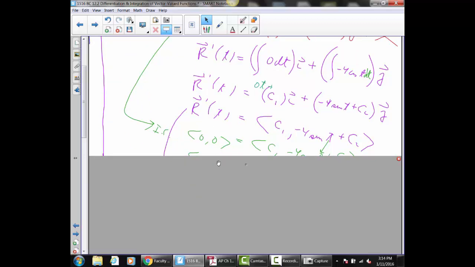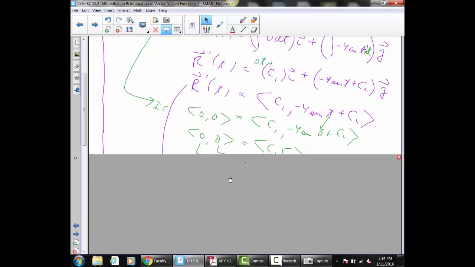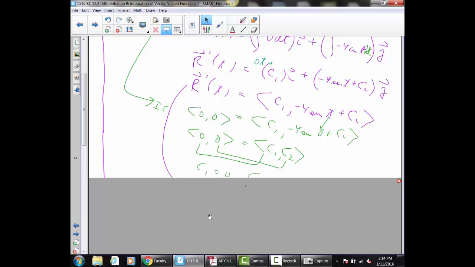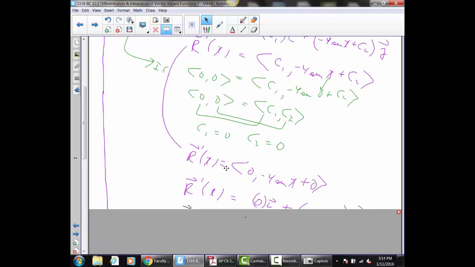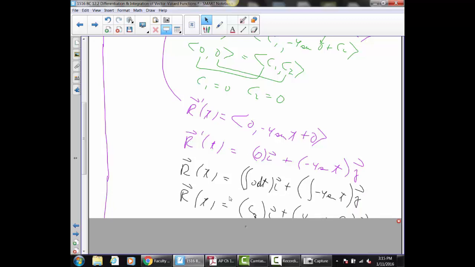So if I replace t by 0, I get 0, 0, which makes c1 equal to 0 and negative 4 sine 0 plus c2 equal to 0. Well, this whole thing is 0, so c2 has to be 0. So we now know that c1 is 0 and c2 is 0, so r prime of t is c1, which is 0, minus 4 sine t plus c2, which is 0. Here it is in ij form.